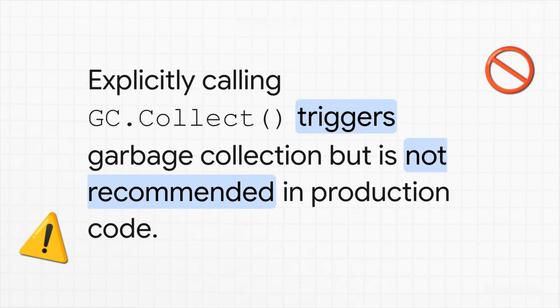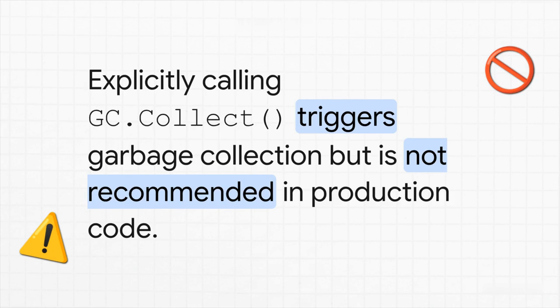Now, you might be tempted to just take matters into your own hands. You'll see this method, GC.Collect, and think, hey, I can just tell the GC exactly when to run. Let me give you some friendly advice. Please don't. Forcing a garbage collection is almost always a bad idea in production. The .NET runtime has these incredibly complex and fine-tuned heuristics to figure out the perfect time to run. When you call it yourself, you're usually just messing up that rhythm and making performance worse. Seriously, just trust the runtime.